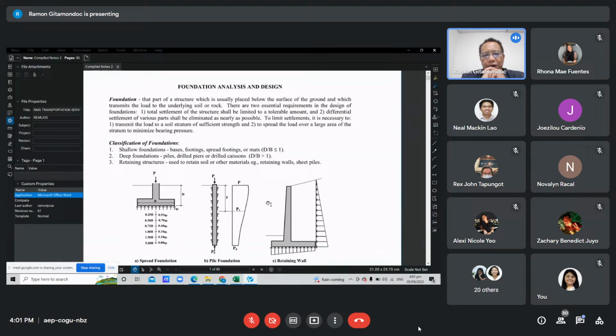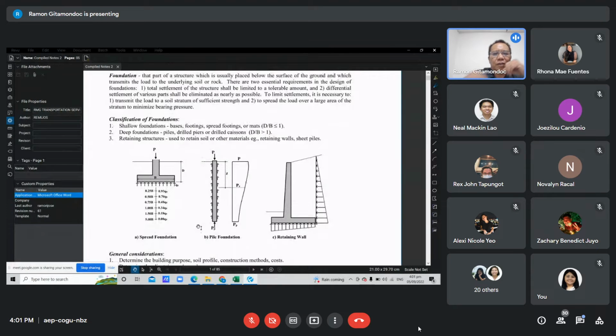So there are classifications of foundations. So we have 1, 2, and 3. First one is shallow foundation. Second is the deep foundation. Then third is the retaining structures. So in the figure below, I have shown here a sample of shallow foundation. Example of that is the spread footing. So it is called spread footing because its purpose is to spread the load to the soil, no? So other name for that, you have the isolated footing, or if it is a square, we call it a square footing, no?